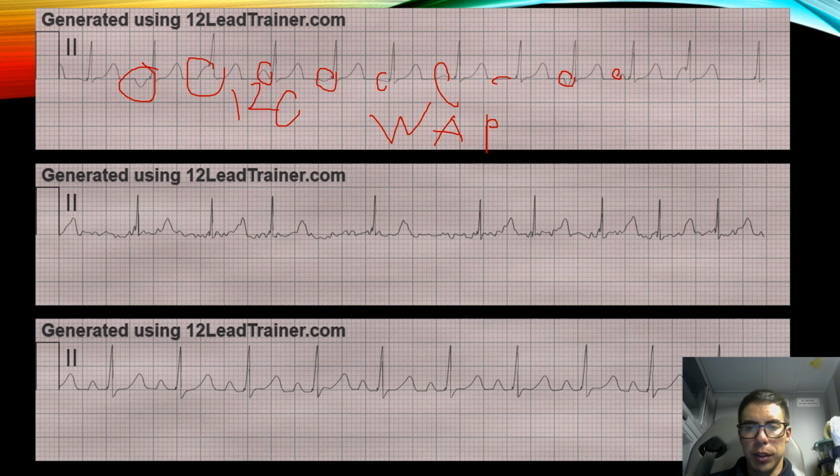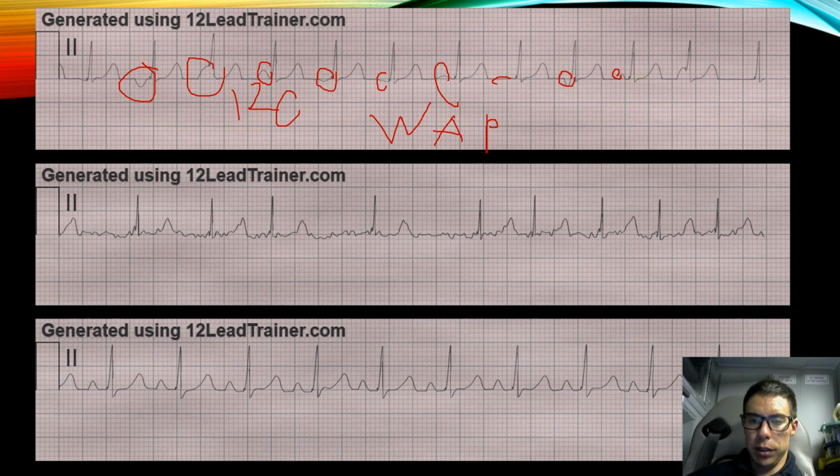Then this next one below, irregular. The rate is about 90-ish, maybe 100. It's kind of hard to say. It looks like there's P waves there, but I don't know that that's the case. And I can't really tell, so we're going to call this AFib controlled or possibly uncontrolled, depending on what the exact rate is later found to be, I guess.